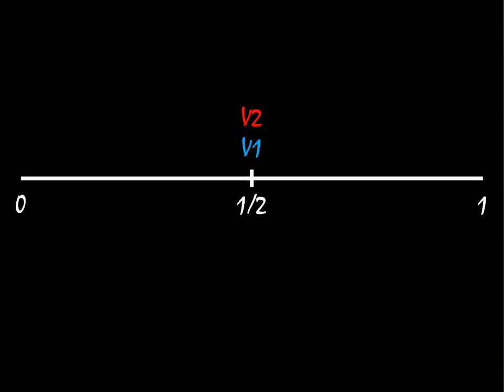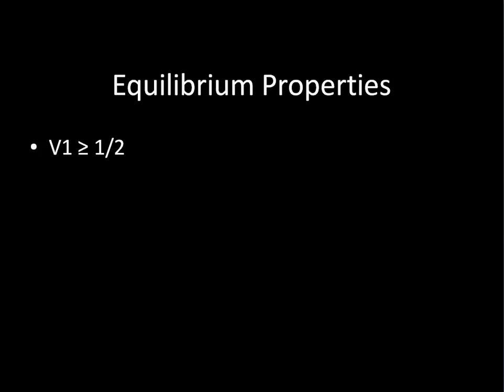Now, remember, a Nash equilibrium is a mutual best response. So if vendor 1 is playing his optimal strategy given what vendor 2 is doing, it must be the case that vendor 1 is getting at least half of the business. If he wasn't getting half of the business, then he would simply switch his strategy to playing 1/2 and guarantee himself at least half of the business. So we've narrowed down something that must be true about any equilibrium. Any equilibrium must give vendor 1 at least half of the business.